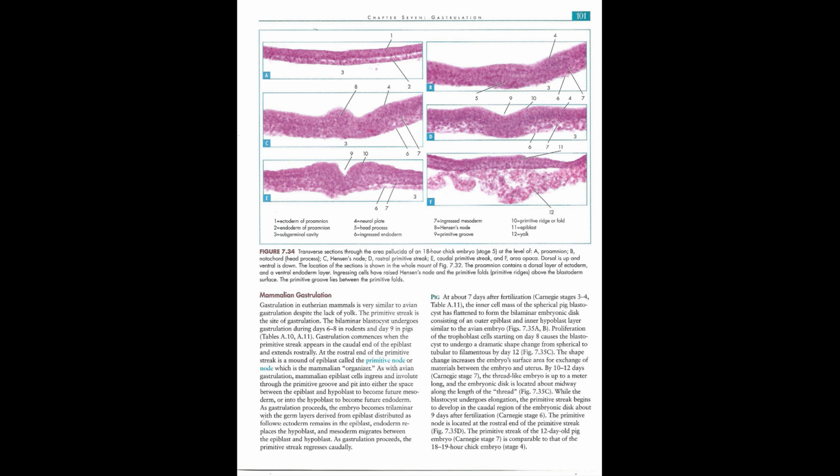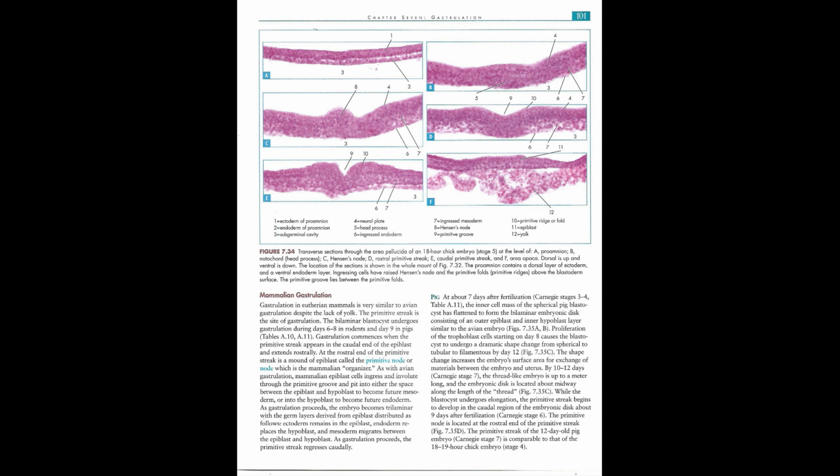is the mammalian organizer. As with avian gastrulation, mammalian epiblast cells ingress and involute through the primitive groove and pit into either the space between the epiblast and hypoblast to become future mesoderm, or into the hypoblast to become future endoderm. As gastrulation proceeds, the embryo becomes trilaminar with the germ layers derived from epiblast distributed as follows: ectoderm remains in the epiblast, endoderm replaces the hypoblast, and mesoderm migrates between the epiblast and hypoblast. As gastrulation proceeds, the primitive streak regresses caudally.